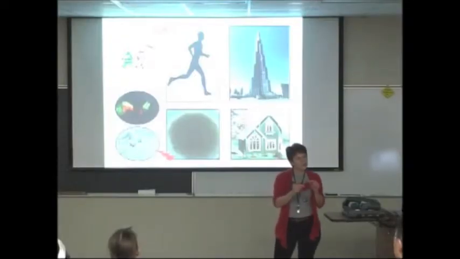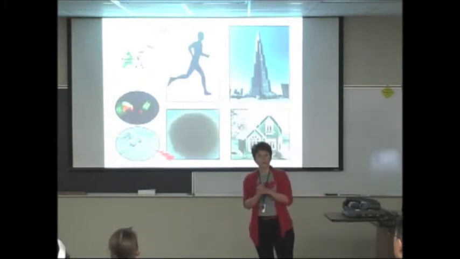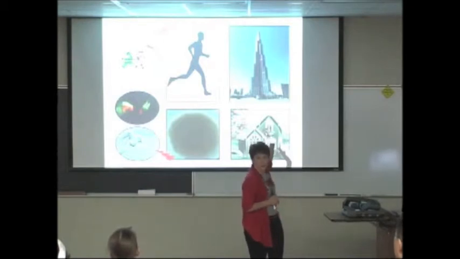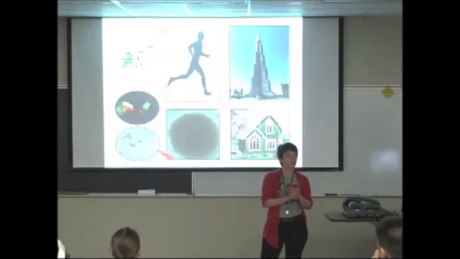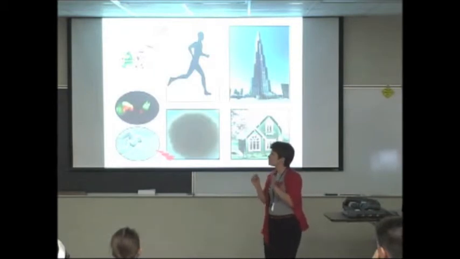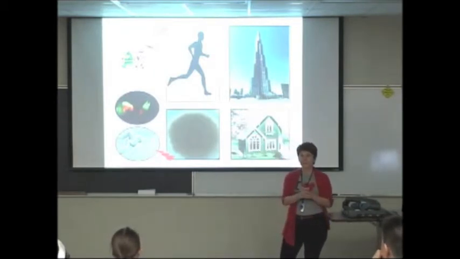Trying to figure out what septons do in a human is a little bit like trying to figure out what steel does in the world's tallest building. The Burj Khalifa, pictured over in this corner, is 2,700 feet tall. It's 163 stories, and it has 55,000 tons of steel. Probably not the simplest place to figure out what steel might be doing.